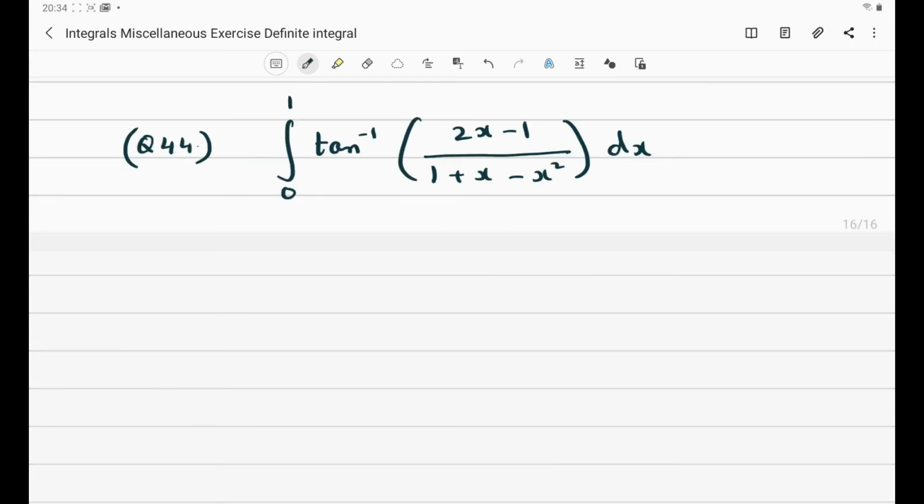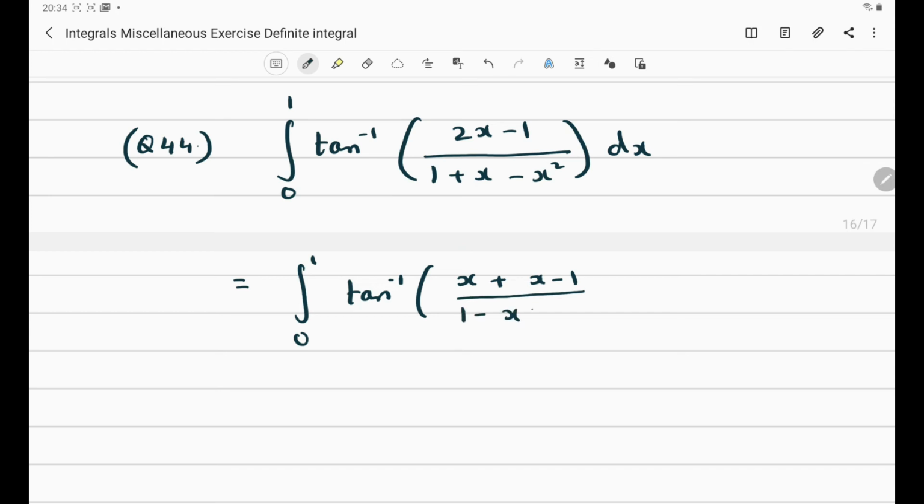Question number 44. Integral 0 to 1 tan inverse of 2x minus 1 by 1 plus x minus x square dx. This is also one of the important problems. So, how to simplify this is, we write tan inverse of 2x minus 1 as x plus x minus 1 divided by 1 minus x into x minus 1. So, we write numerator 2x minus 1 as x plus x minus 1 and the denominator is 1 minus x into x minus 1.